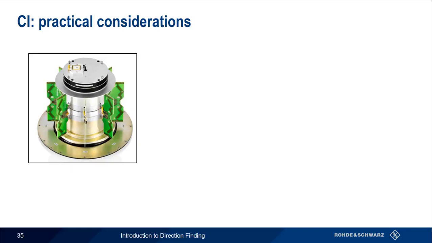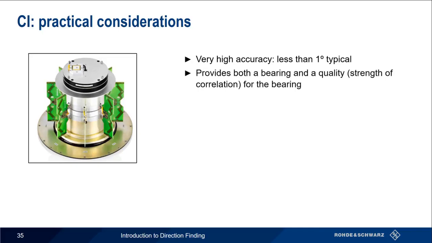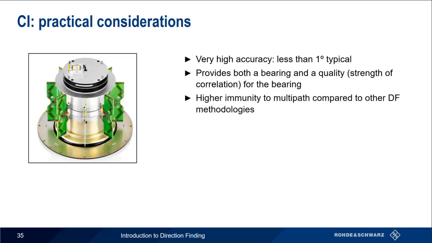Correlative interferometry has several significant advantages. The first is very high accuracy, usually 1 degree or less in an ideal environment. No other direction-finding methodology can produce bearings with this level of accuracy. And as we just discussed, correlative interferometry provides both a bearing as well as a bearing quality, something again that no other DF methodology can provide. Because CI compares phase differences on multiple elements simultaneously, it offers higher immunity to multipath compared to other DF methodologies. And lastly, cross-polarization of signals does not affect the accuracy of CI-based systems. This was one of the main drawbacks of Doppler DF.